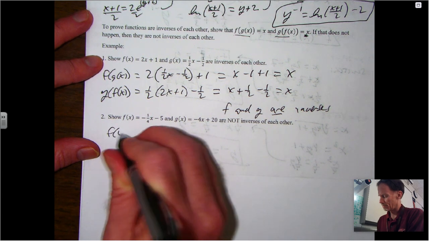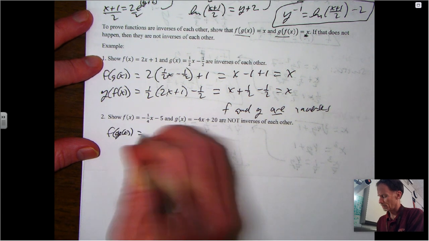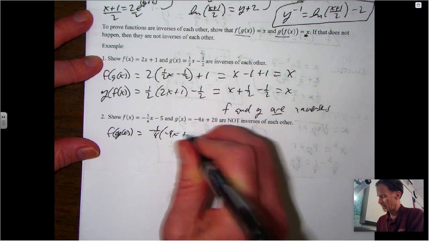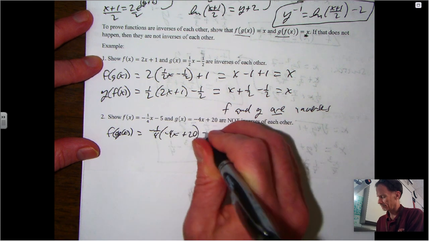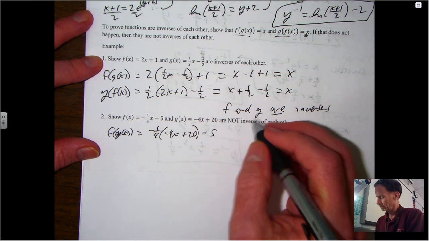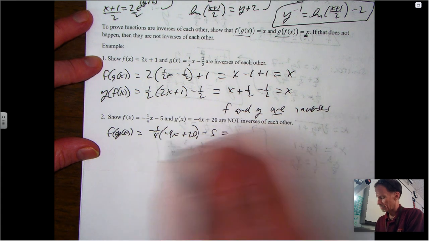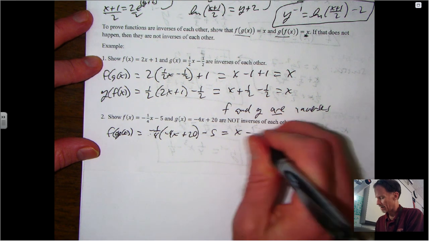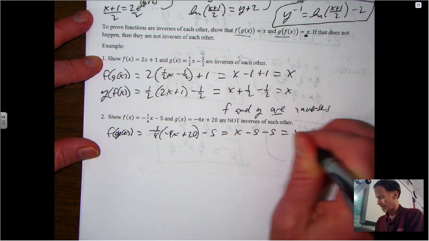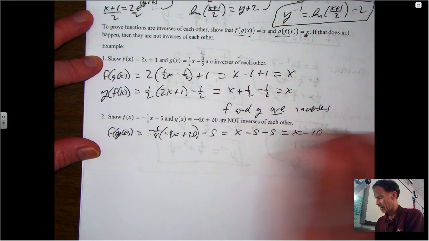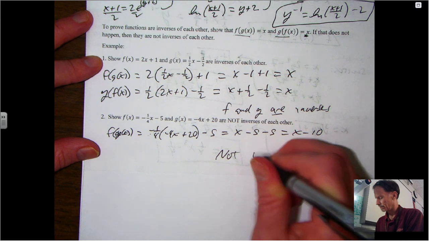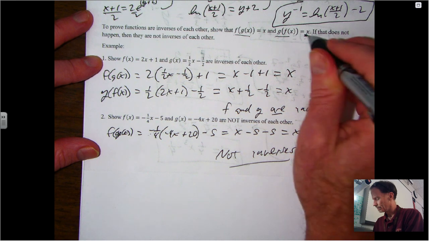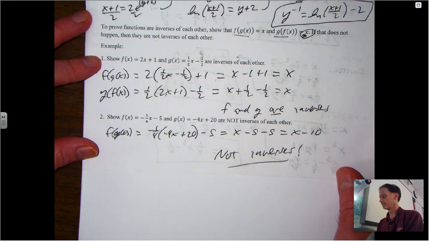So let's do this one real quick. F of g of x is equal to negative 1/4 times negative 4x plus 20 minus 5. And that's equal to, that's positive x, so we're good there. And then negative 1/4 times positive 20, that's minus 5. Minus 5, that's x minus 10. So already they are not inverses. It has to equal exactly x in order for them to be inverses.